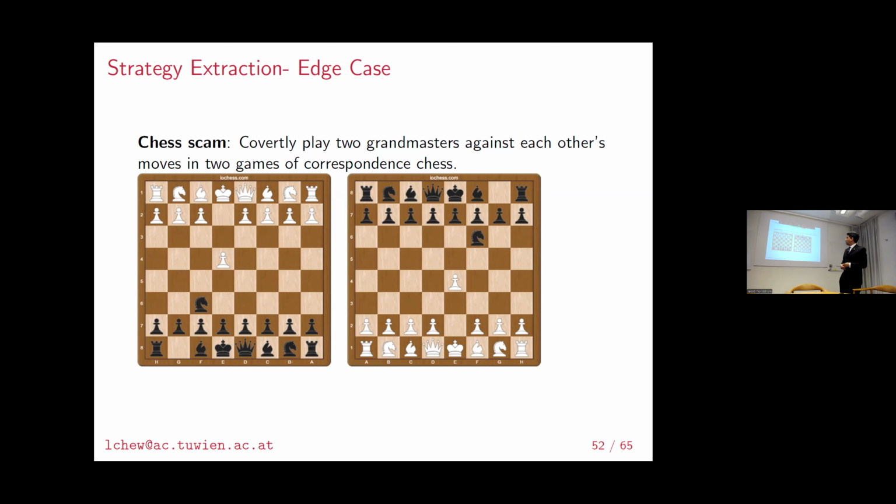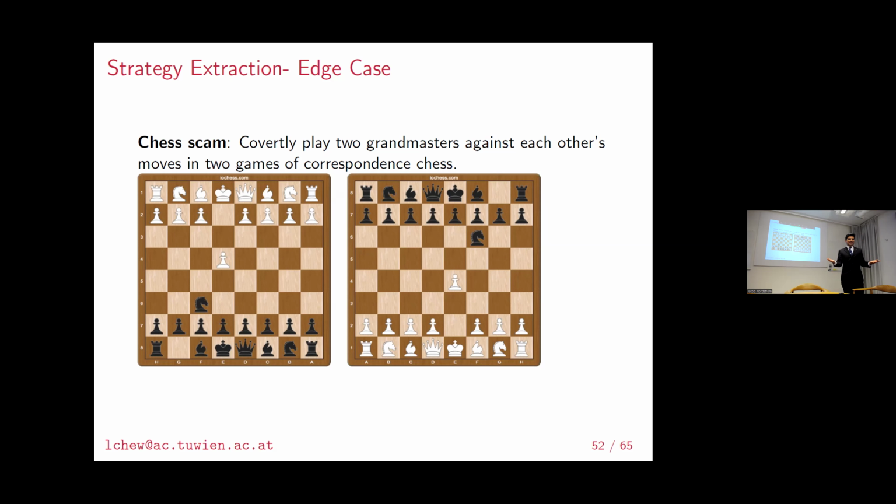So this is an example of where strategy extraction, like I call this strategy extraction edge case. This is a very easy thing to describe. It's like a chess game. Suppose you're playing against two grandmasters at once, right? On one side you're playing as black, and on the other side you're playing as white. You can actually guarantee that you won't lose one of these games of chess, right?